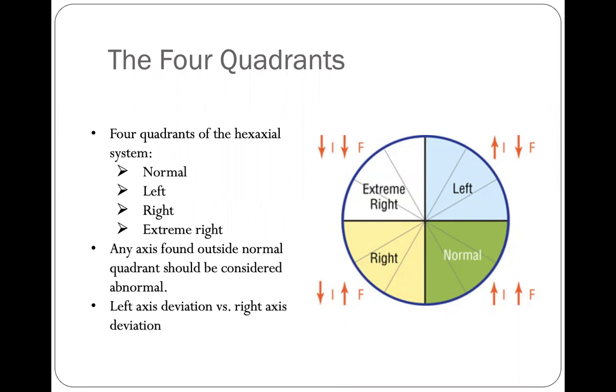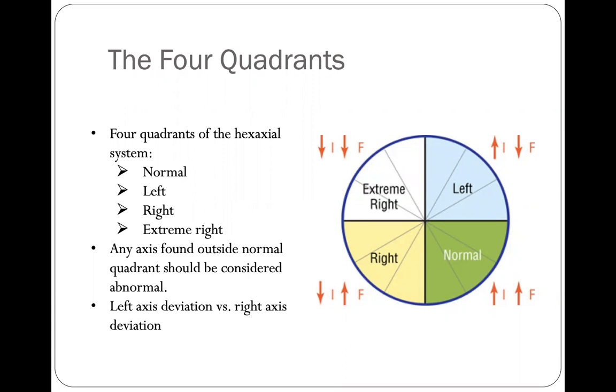The blue quadrant, where lead 1 is positive and AVF is negative, would be the left quadrant, depicted by the blue quadrant there. The yellow quadrant, where lead 1 is negative and AVF is positive, is what we refer to as the right quadrant. And if both lead 1 and AVF are negative, then we refer to that as the extreme right quadrant.